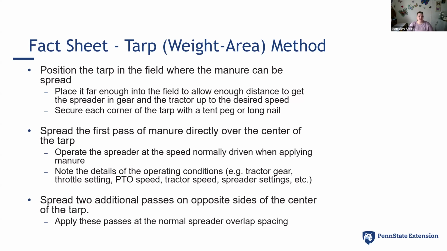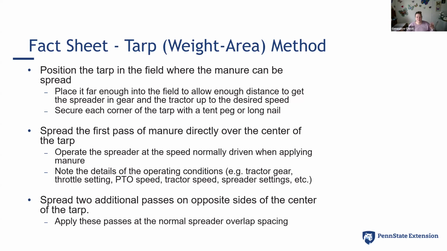So we want the operator, the farmer, to spread the first pass of manure directly over the center of the tarp. And so again, at that normally driven speed when applying manure. And as the person conducting that calibration or verifying things, we want to note details of the operating conditions. What tractor gear are they in? What's the throttle speed? What is the PTO speed? Do we know the tractor speed? What spreader settings are being used? We want to have an accurate record of all of that.